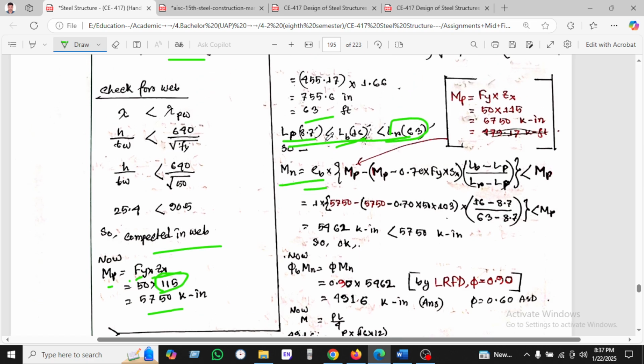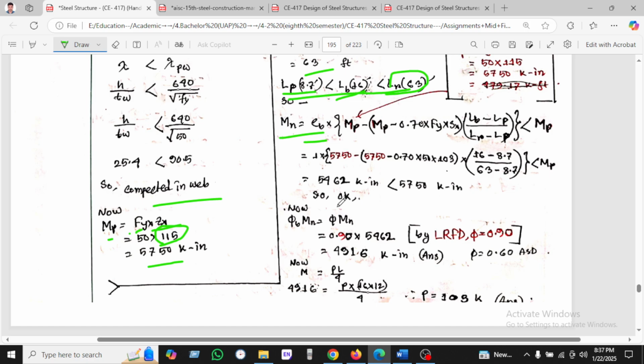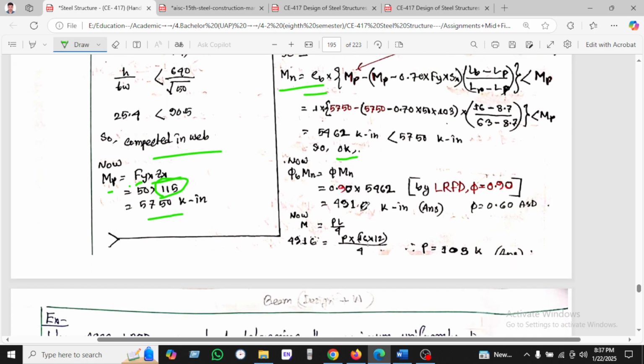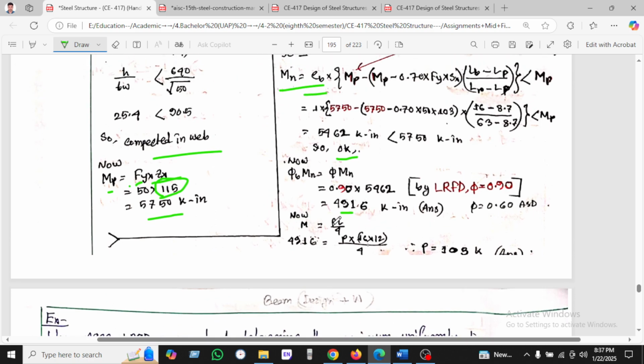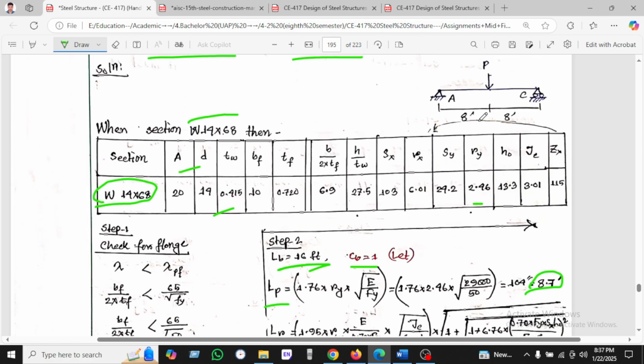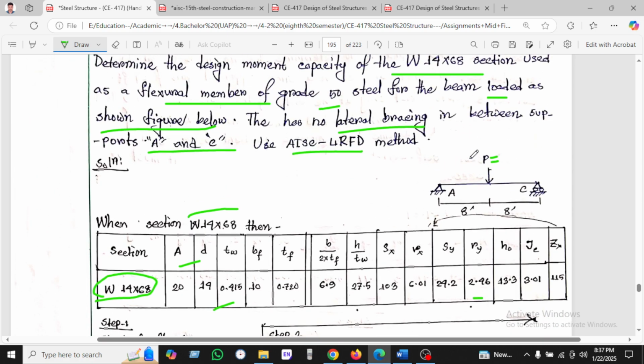Otherwise, we can use another formula. Okay, and found the moment, and the nominal moment has been found here. And if we calculate the moment equal to PL by 4, then we can find the load by back calculation, 103 kip. We can use this load of 103 kip.